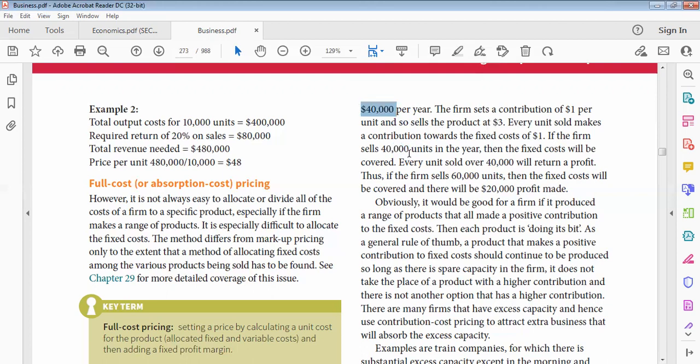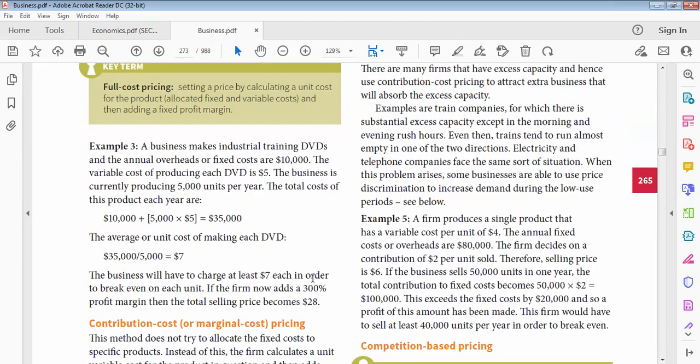So every unit they sell after 40,000 is their bonus, is their profit, right? Okay, you understand? Yes. Because now they don't have to worry about the variable cost. They also don't have to worry about the fixed cost. All those costs have already been paid, covered, right? So the rest of the money is their profit.